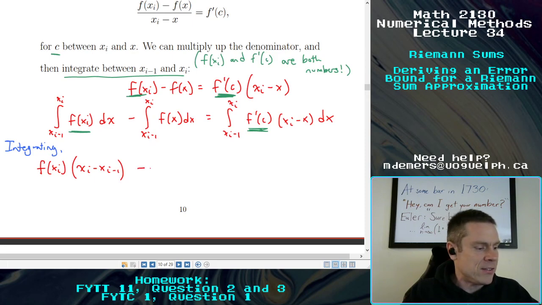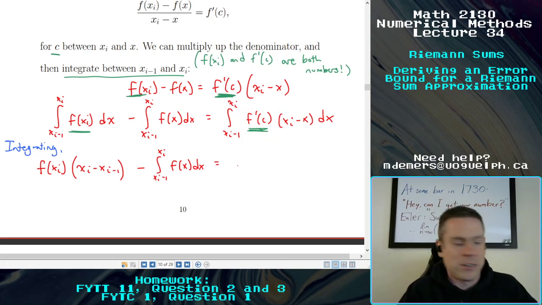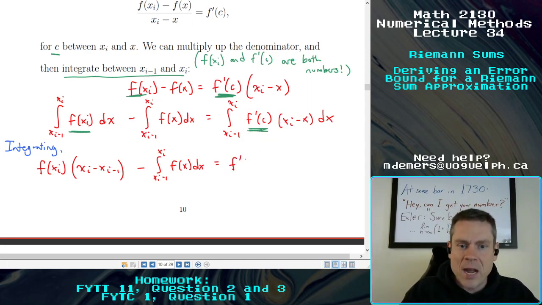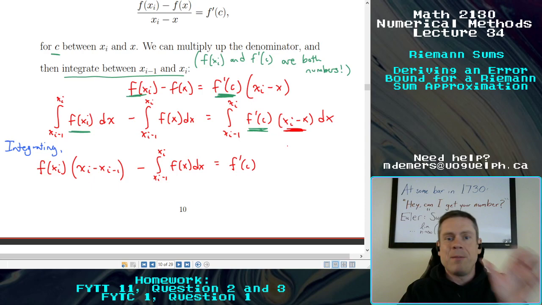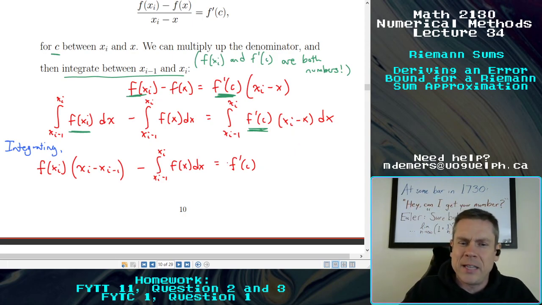Right here, I'm going to keep this the way it is for now. So I'm going to keep this as the integral from x_{i-1} to x_i of f(x) dx. And on the right, again, I want you to remember, this piece is a number. So I'm just going to float that outside the integral. I'm going to write this as f prime of c right here. I can integrate this piece with respect to x. Think about it, it's just a linear term in x. So I'm going to get this thing squared over 2. There's a minus sign here, so I have to adjust by that negative. So I'm going to get something like this: minus (x_i minus x) to a power over the power. And I have to evaluate this between x_{i-1} and x_i.